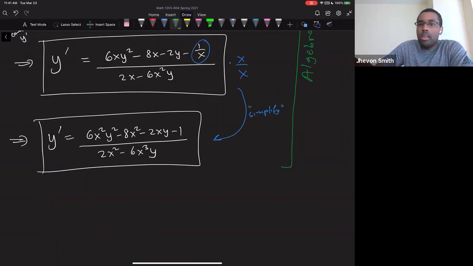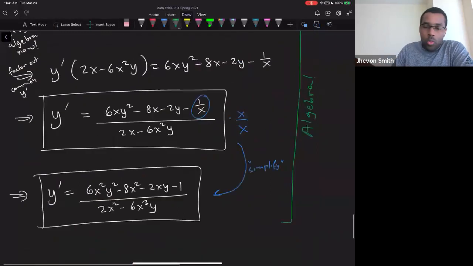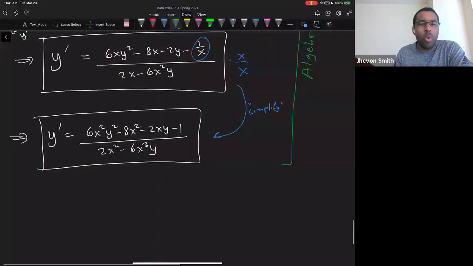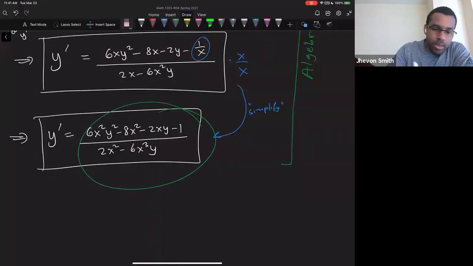But there are going to be some questions and or concerns about how useful is it going to be to have y's in my answer when I don't even have an isolated y. I don't really know what the y is technically, right? Like I don't have y equals, right? What use is it going to be to have a y in my answer right here? Like how usable is that, right?